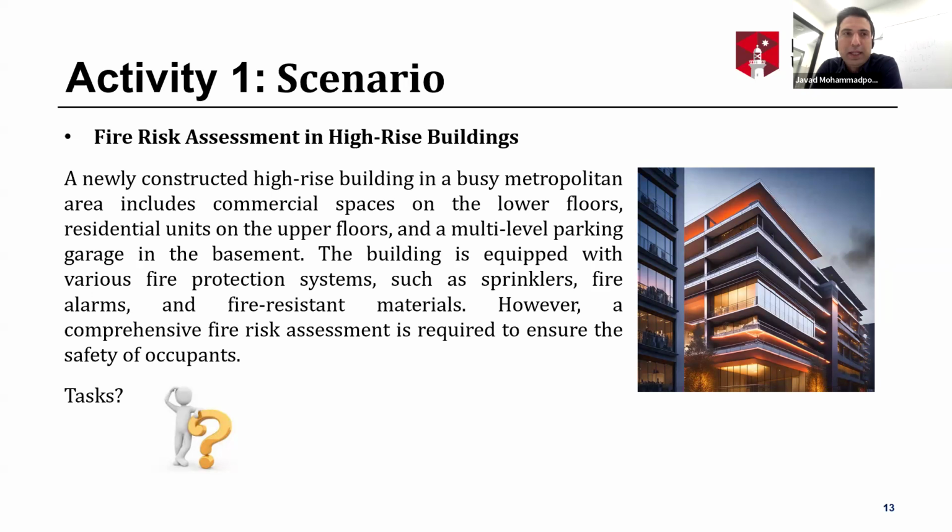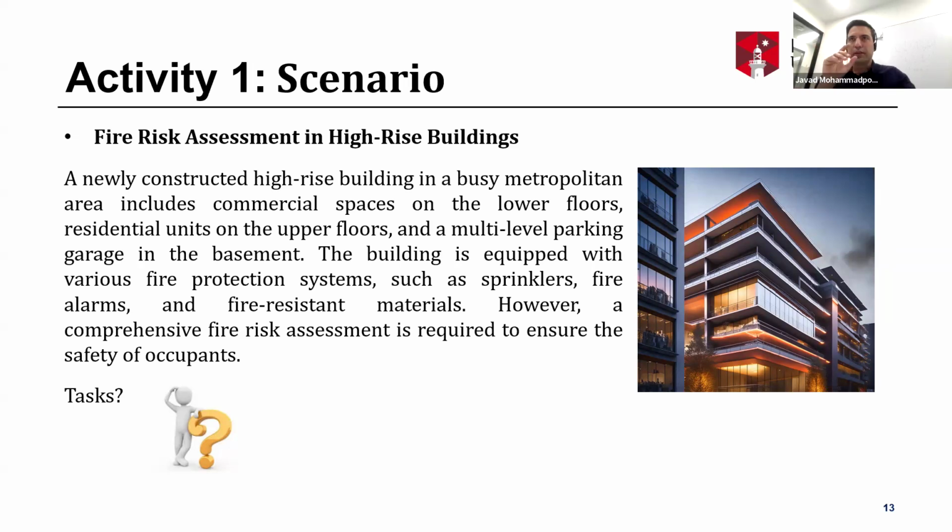Okay, I will explain them and then if you have any question, let me know. So as we mentioned, we have a newly constructed building. As it's mentioned clearly here, we have a fire protection system. It means that we have a sprinkler, fire alarm, and fire resistant materials.